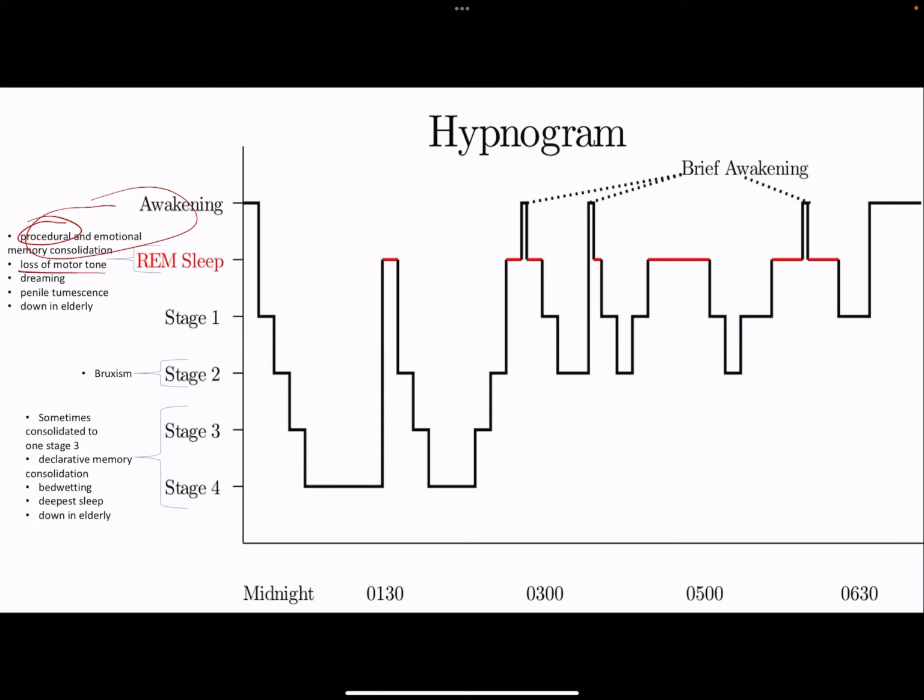During REM sleep, we said you lose motor tone. This is where dreaming occurs. This is where men might get erections, and elderly people are going to have less REM sleep.